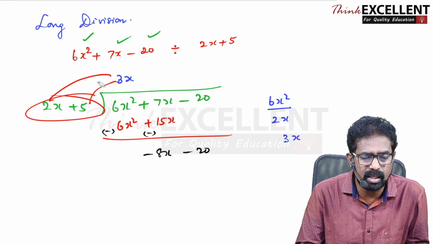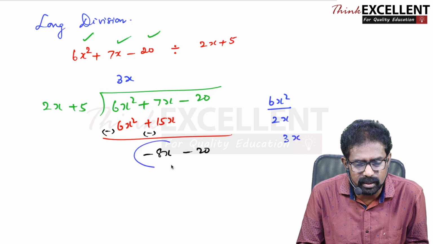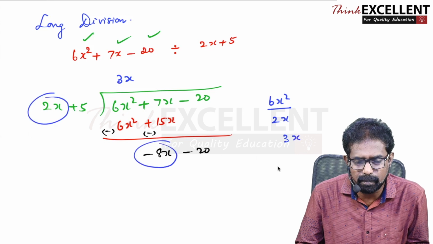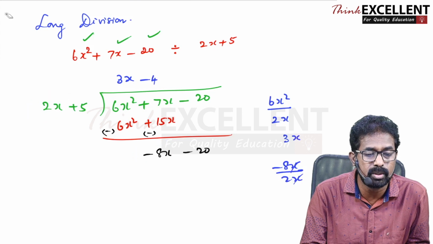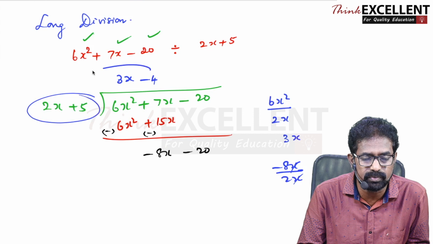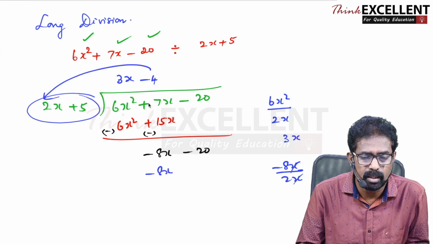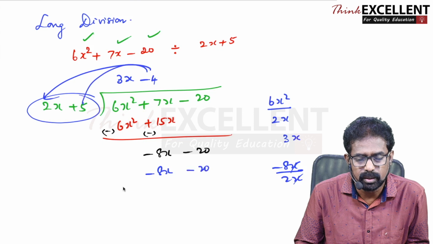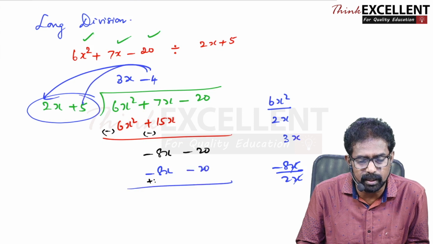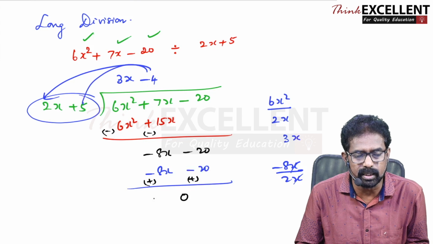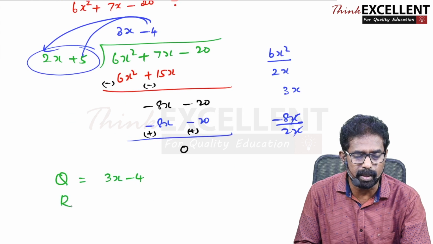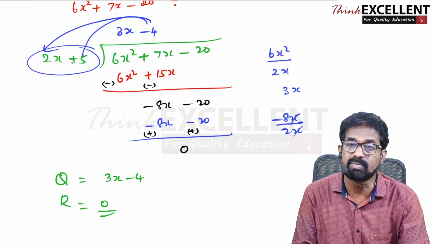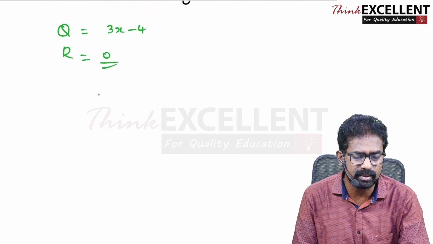Again this first term by first term. By that what we mean? This first term by this first term. So here minus 8x divided by 2x. x cancel, 2 table cancel, minus 4 you are getting. Now by that minus 4 you have to multiply both these terms. So minus 4 into 2x, minus 8x, minus 4 into 5, minus 20. Subtract it. For that you change the sign. The minus becomes plus. The minus becomes plus. So you are getting 0. You are getting the answer. The quotient is equal to 3x minus 4. Here the remainder is equal to 0. So the 2x plus 5 is a factor, right? Hope you understood. Now let us see another question.